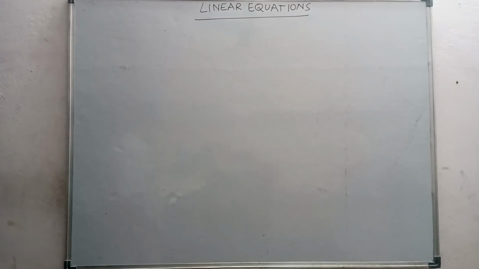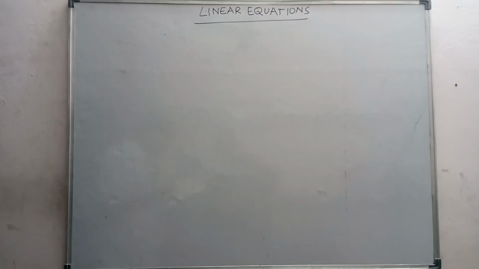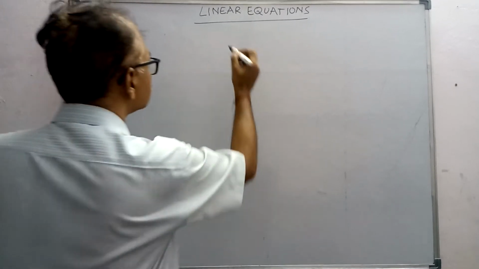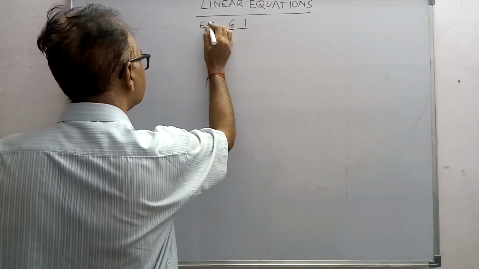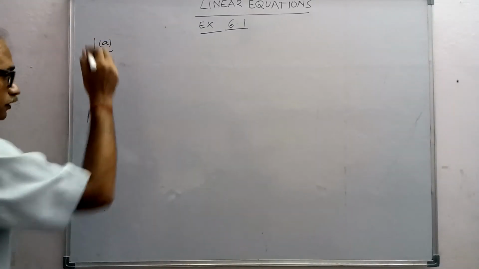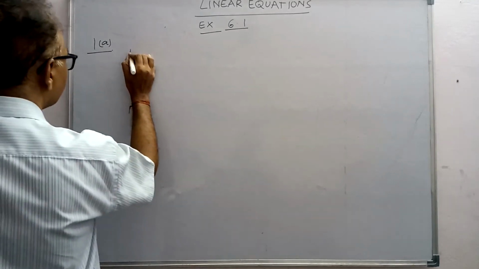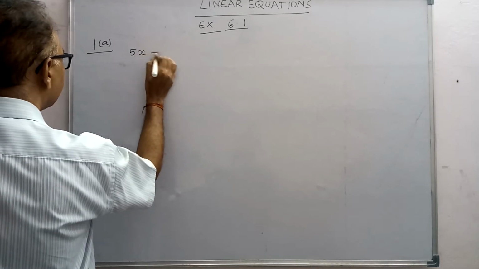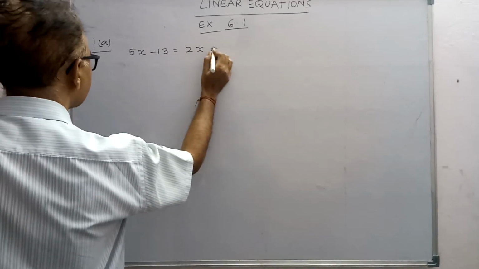See, the question here is 6.1 exercise, question 1a. The question says 5x minus 13 is equal to 2x plus 8.